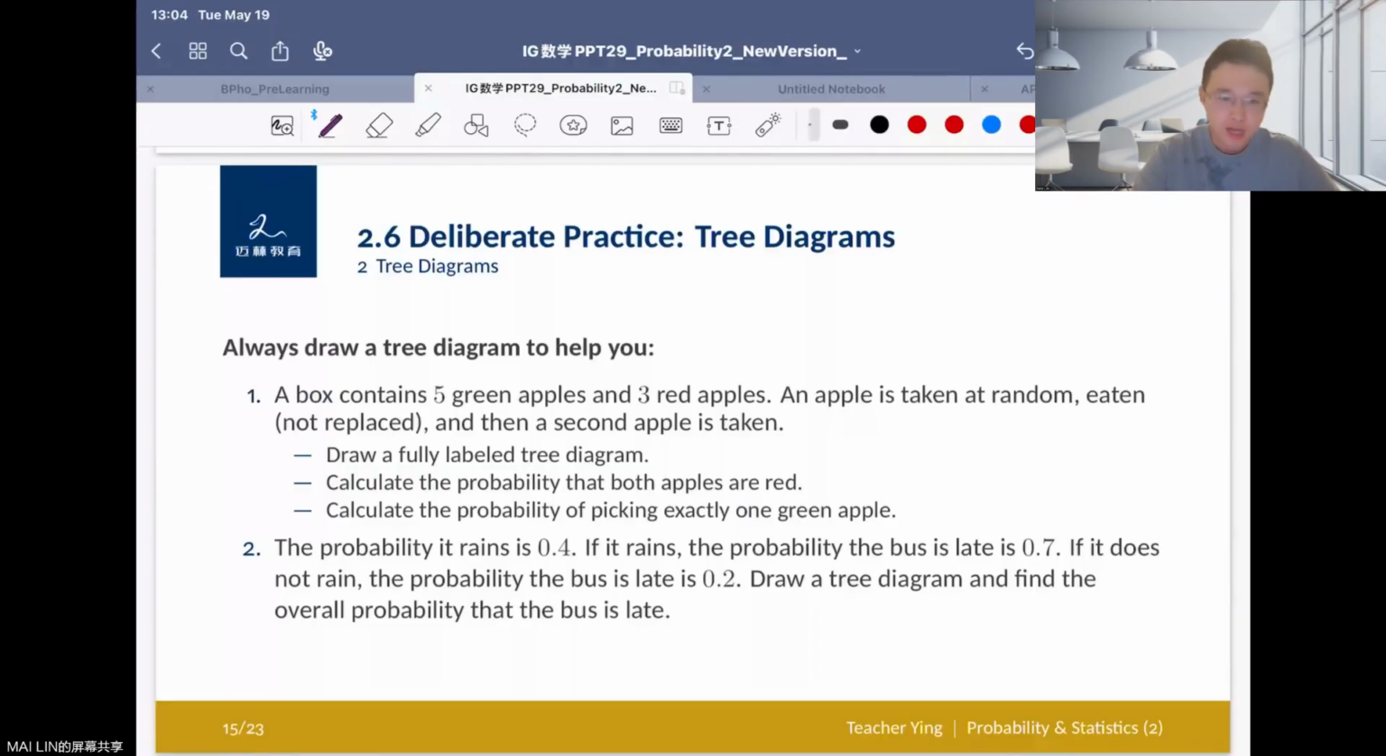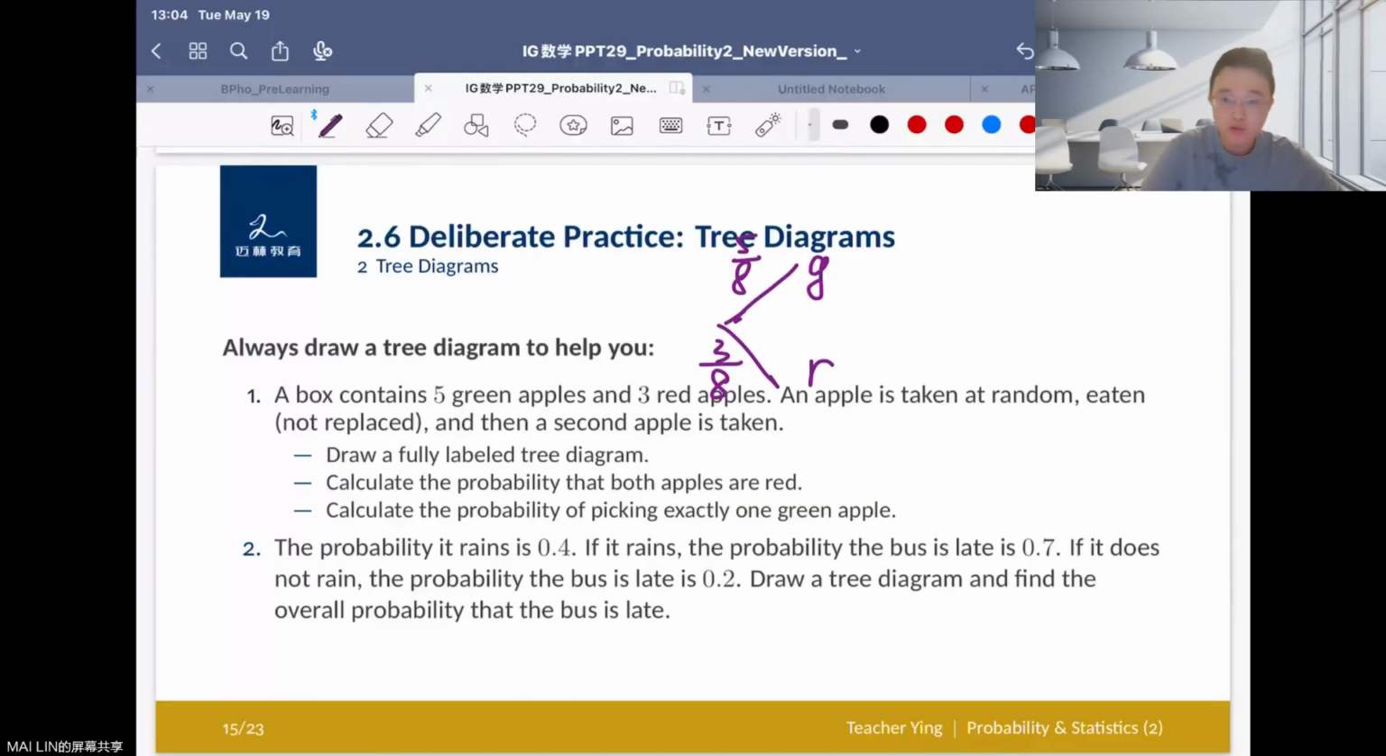So maybe the first problem: a box contains 5 green apples and 3 red apples, right? The apple is taken at random and eaten, so it means not replaced, right? And then a second apple is taken. So when you first draw an apple, when you draw a green apple, the probability here is 5/8, right? Here the probability equals 3/8.